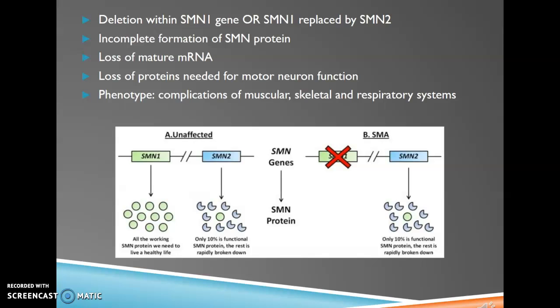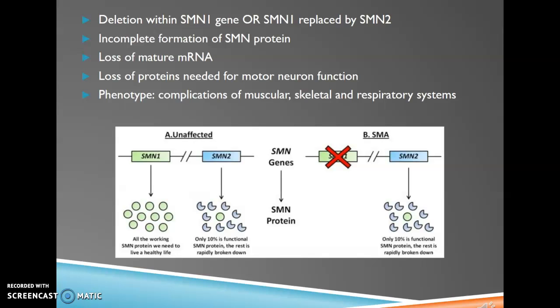So in spinal muscular atrophy, the SMN1 gene is mutated either through a deletion on the gene or replacement of the entire gene by a gene called SMN2, which looks really similar to SMN1 but doesn't code for the full SMN protein, just a shortened version. So the lack of full-length SMN protein leads to a decrease in mRNA production, damaging motor neuron development and survival in the spinal cord and the brainstem.